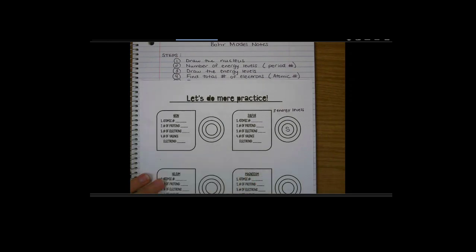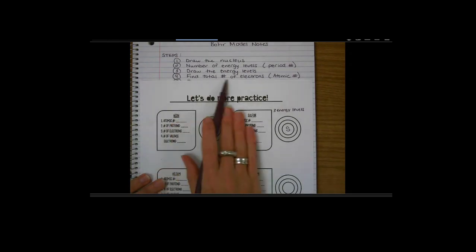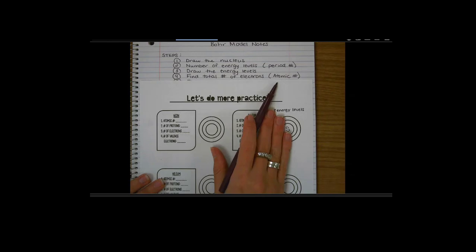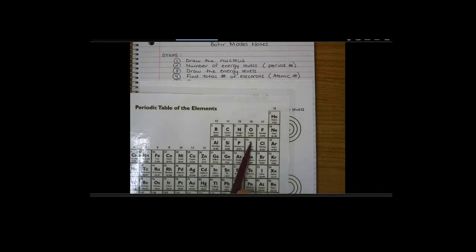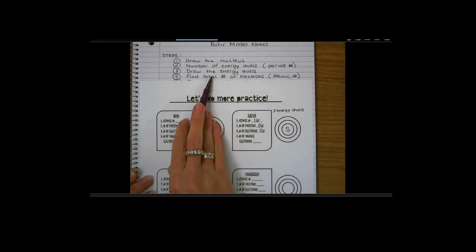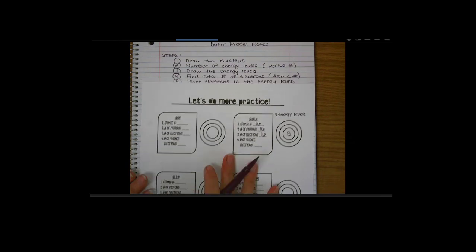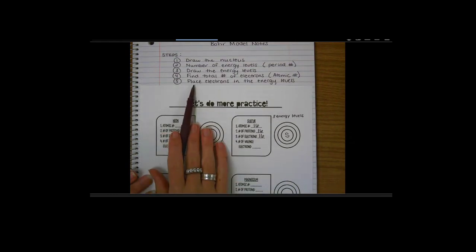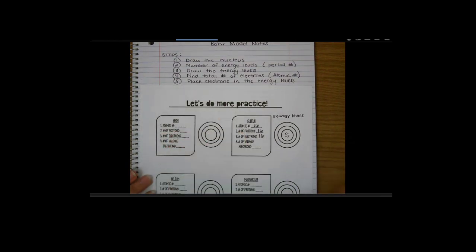Let's move down to number 4. We need to find the total number of electrons by looking at the atomic number. So let's bring the periodic table back out. Find sulfur. Our atomic number is 16. So we're going to write that down for atomic number. That's also the number of protons and the number of electrons. That's what we were trying to find for step number 4. Step number 5 is to place those electrons in the energy levels.